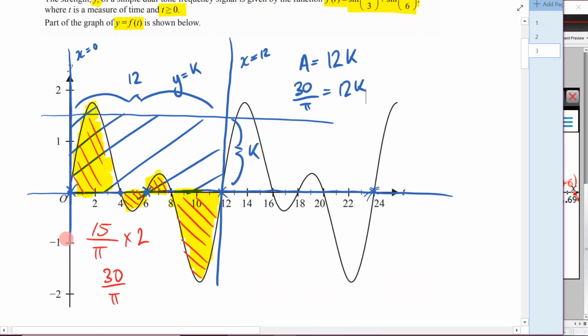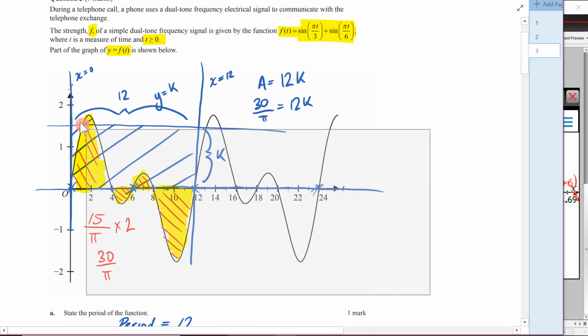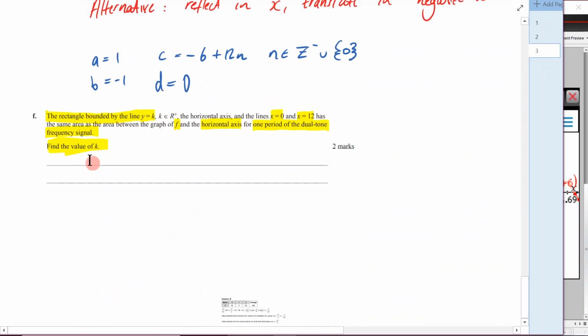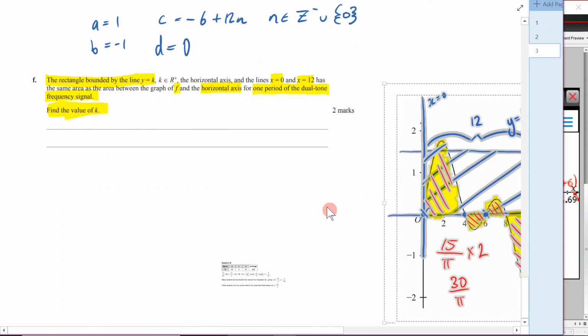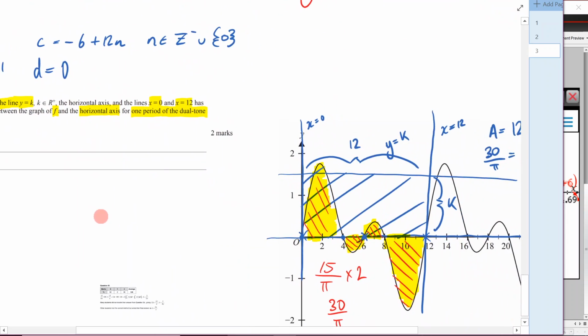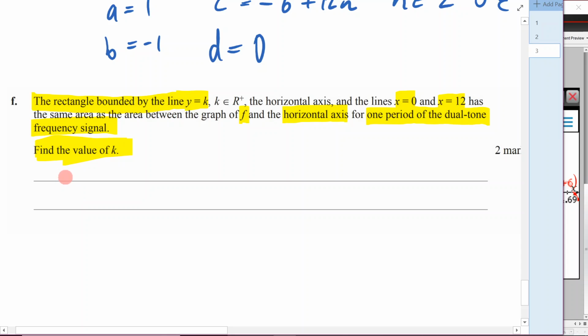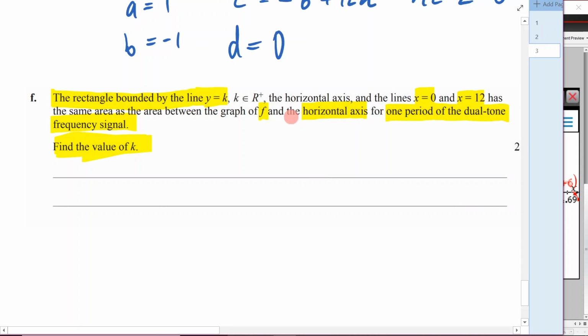So there's a lot of working there. Just so we have that all in the same spot, I might just copy this and bring it down, so we can see it in all its glory. Now, what we're going to do here is I'm going to say that the area between f, the horizontal axis, and one period, that's simply going to be 15 on pi. Times 2 is going to be 30 on pi.